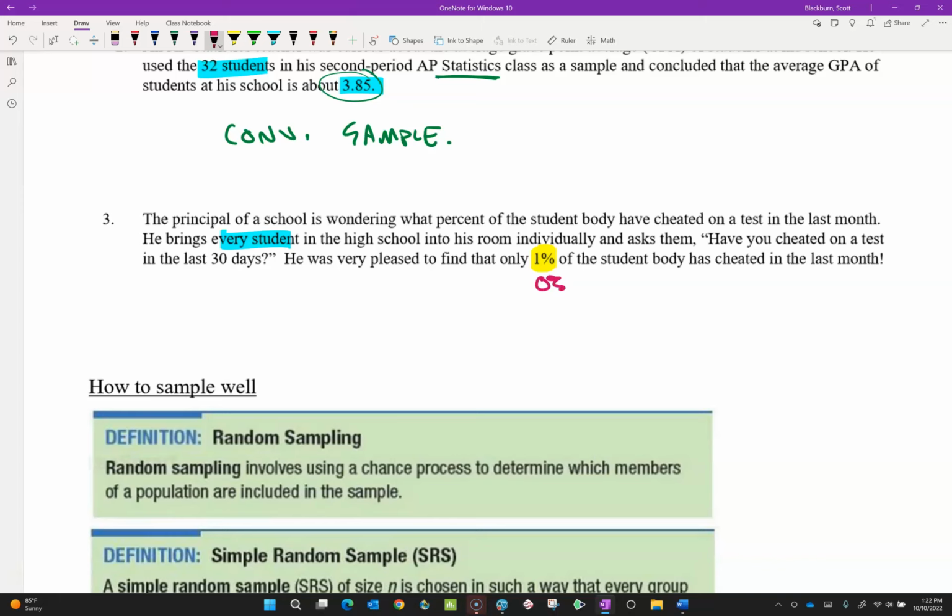What's the sampling technique? And if we were in class, I'd let you chew on this one a little bit. Maybe pause the video and see if you can get it on your own.